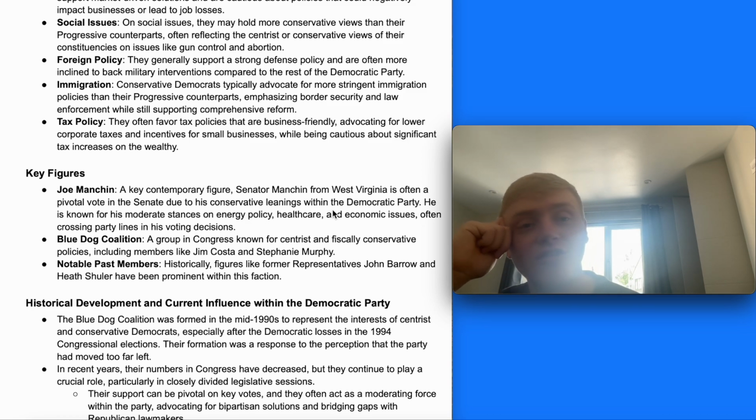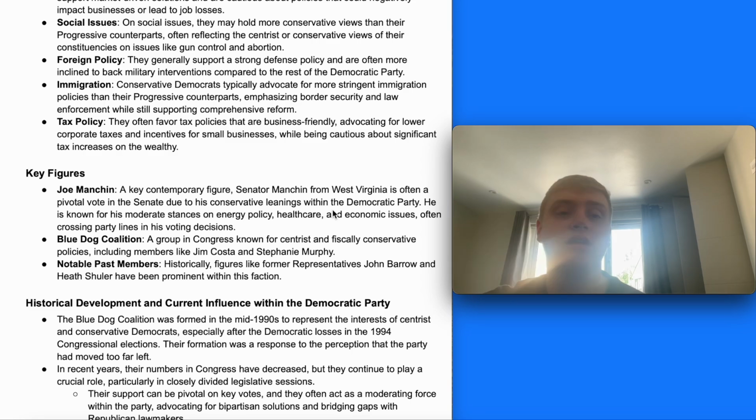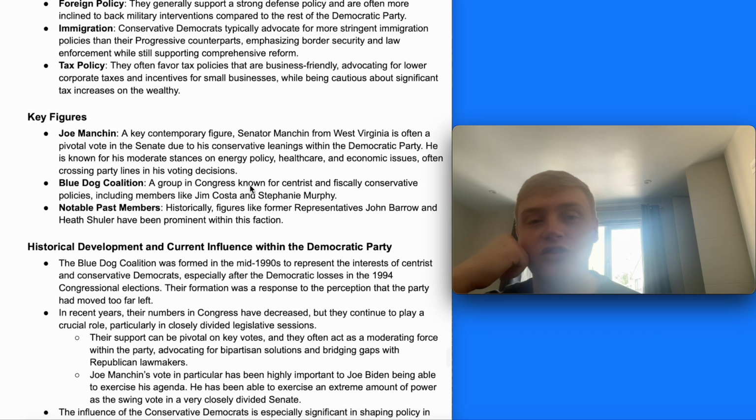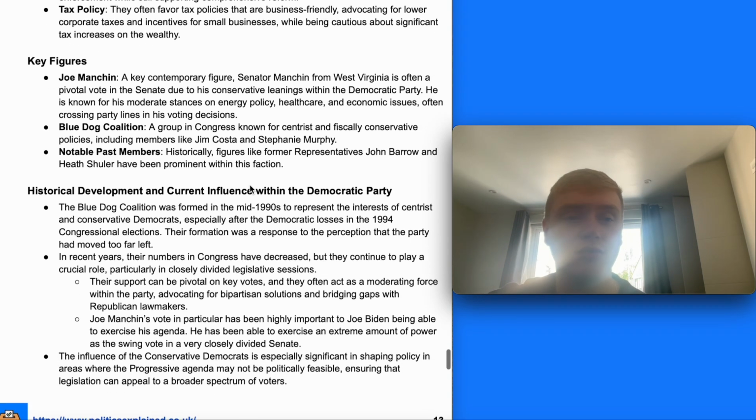In foreign policy, they generally support a strong defence policy and are more inclined to back military interventions compared to the rest of the Democratic Party, and they advocate for stringent immigration policies rather than their progressive counterparts, and tax policies that are business friendly, opposing higher tax rates and rises.